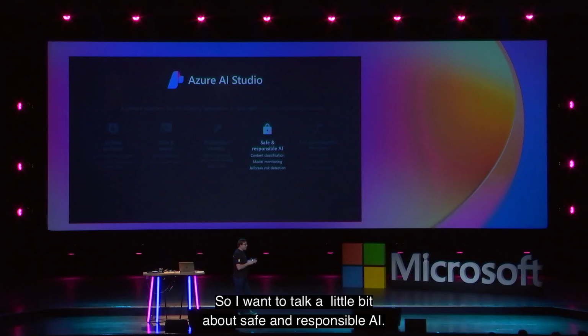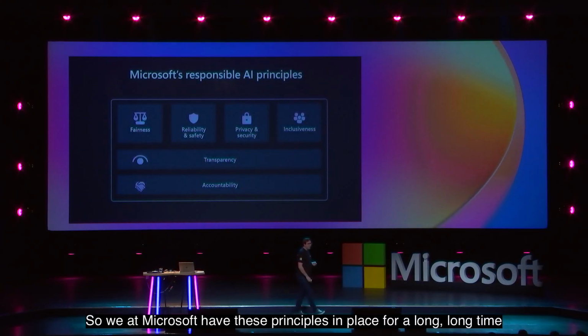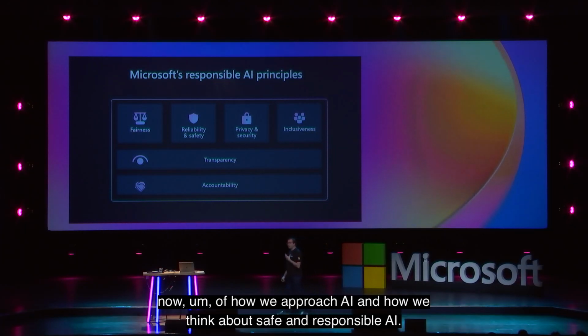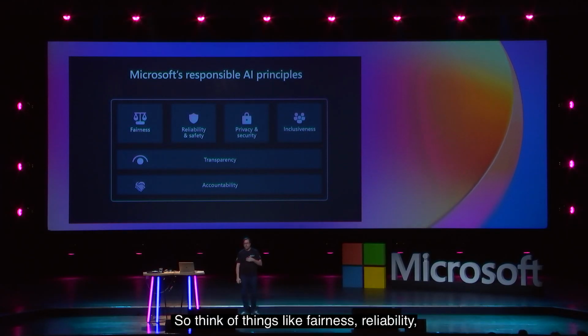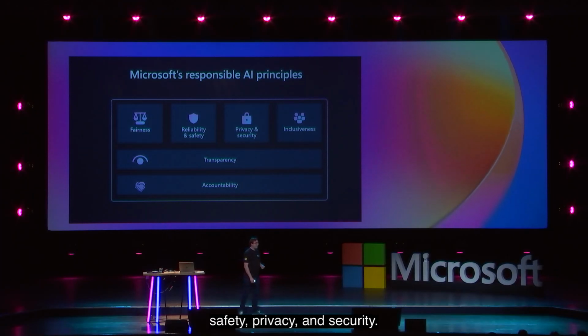So I want to talk a little bit about safe and responsible AI. So we at Microsoft have these principles in place for a long, long time now, of how we approach AI and how we think about safe and responsible AI. So think of things like fairness, reliability, safety, privacy, and security.